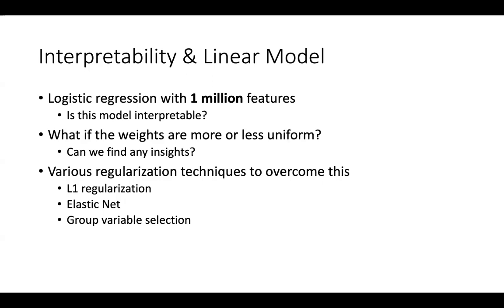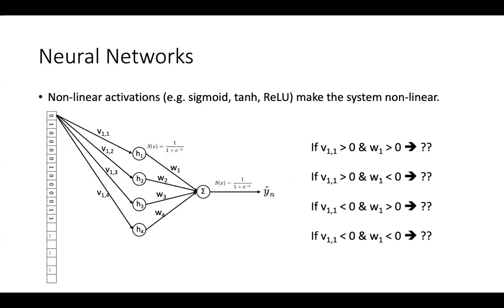Yeah, but anyway, so those are all L1 regularization, elastic net, group variable selection. You could see them as techniques to obtain a smaller number of active features when you have a lot of possible features, such as 1 million features like here. So that's the relationship between interpretability and linear models. Neural networks, on the other end, are not so easy.